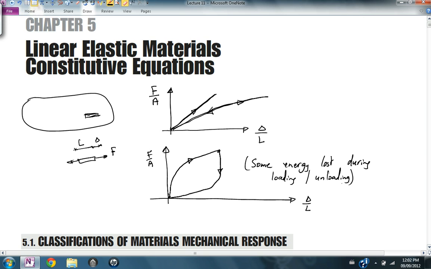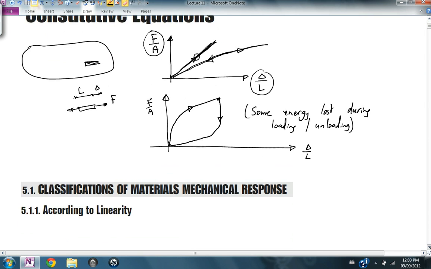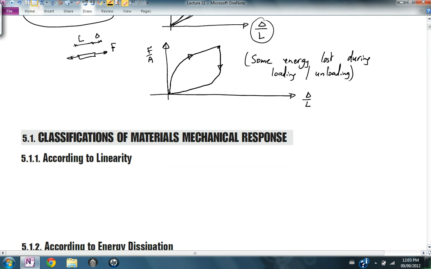In this chapter, we're very interested in only the first type of material, the linear elastic materials, where the relationship between the measures of the stress and the measures of strain is linear. But before we study this material, we're just going to go through the different types of materials and their classification. The first classification of materials is I classify the behavior of the materials according to linearity.